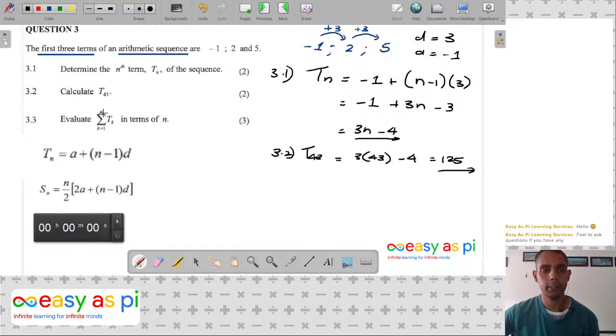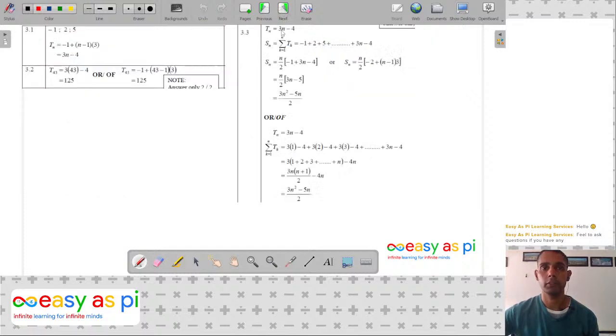And then lastly, they use the sigma notation. So maybe that might have thrown you a bit. But remember, sigma is just another way of saying calculate the sum. Okay, so they want the sum from k equal to 1 all the way to n of tk in terms of n. And just to show you on the model solution as well, there are multiple ways to do it.